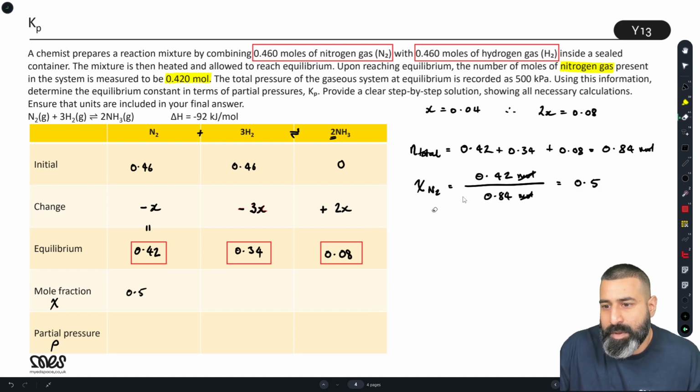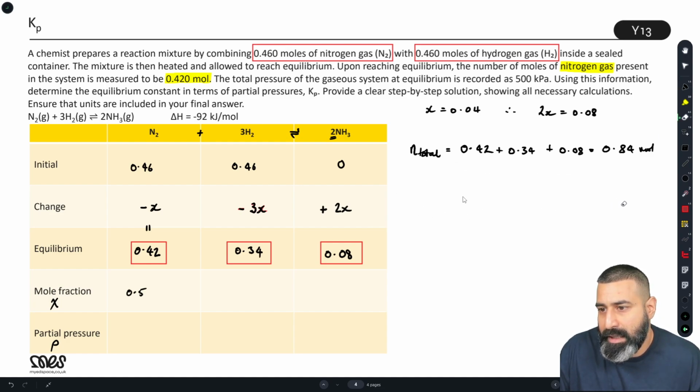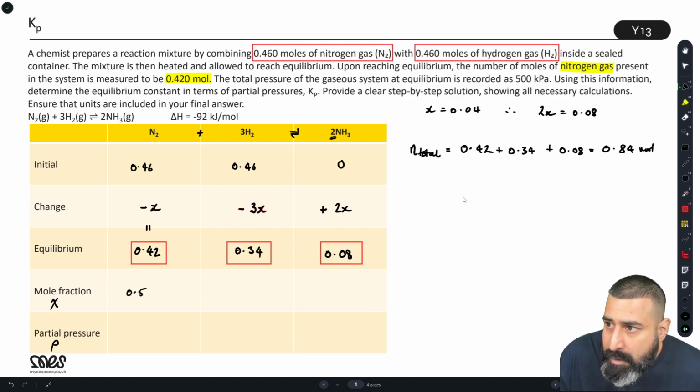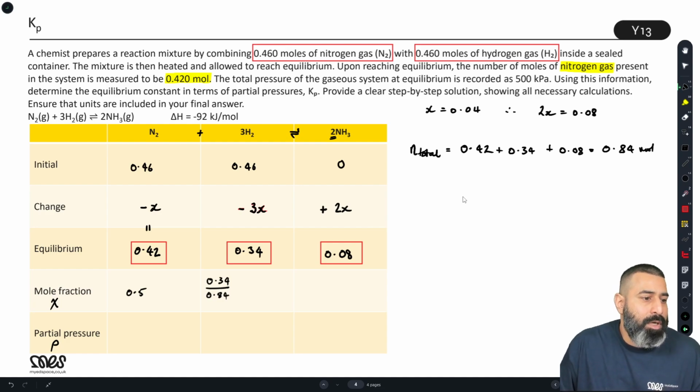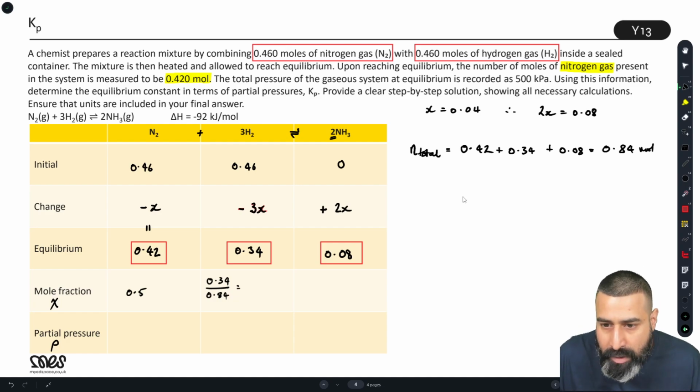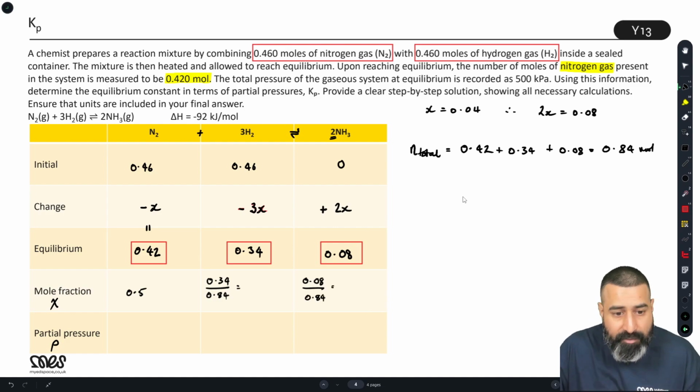And then what we do is we just go through that same process for each species in the reaction. So 0.34 over 0.84. I'm not going to put the values in just yet. I'm just going to leave it like that. I'll let you guys do that if you want. And then 0.08 over 0.84. I'm actually going to leave that as a fraction for now.